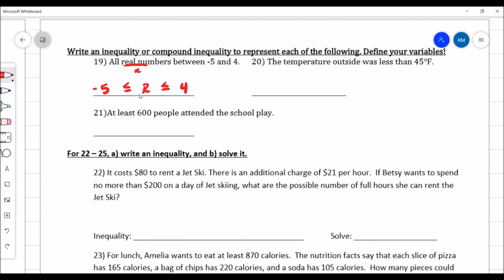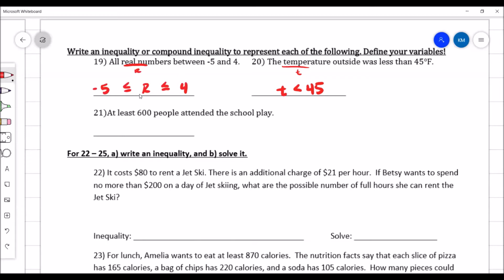Number 20, the temperature outside was less than 45 degrees. I'm going to use T for temperature. So the temperature was less than 45 degrees. Not "or equal to," because it doesn't say it was 45 degrees or under.